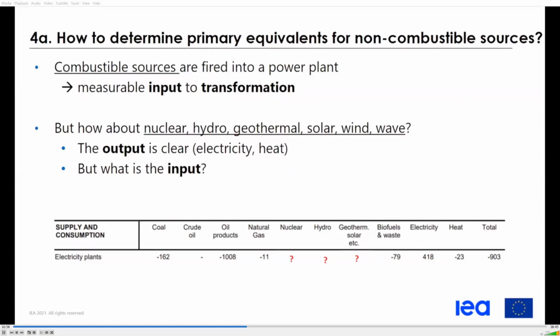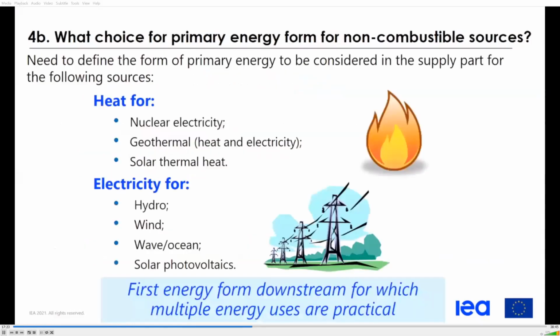The information collected is generally the amount of heat and electricity produced, represented in the balance as an output of the transformation. Conventions are needed to compute the most appropriate corresponding primary energy input to the transformation, both in form and in amount. For each of the following sources, that is nuclear, geothermal, solar, hydro, wind, tidal, wave, ocean, and solar PV, there is a need to define the form of primary energy to be considered.